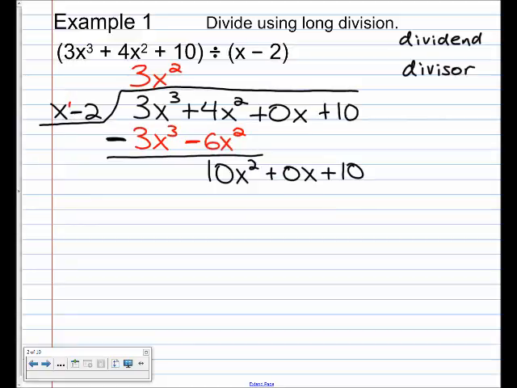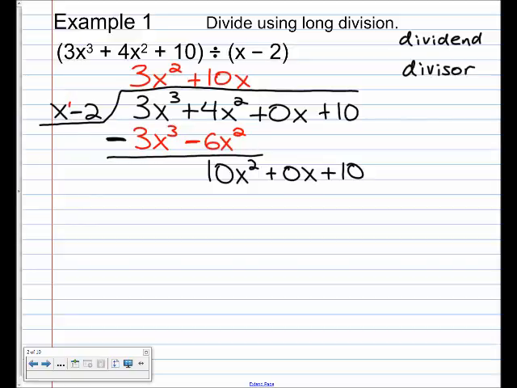10x to the first power. Very good. 10 times 1 is 10. x times x is x squared. 4 minus negative 6 is 10. All right. Yes? How do you get negative 6x squared? I multiplied 3x squared times negative 2 to get negative 6x squared.